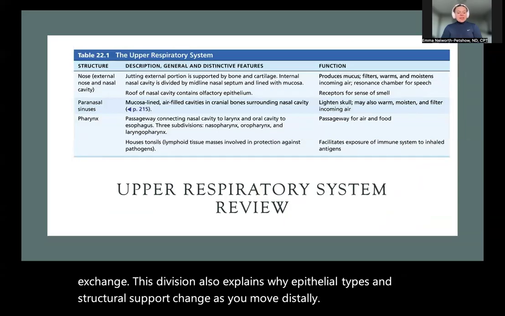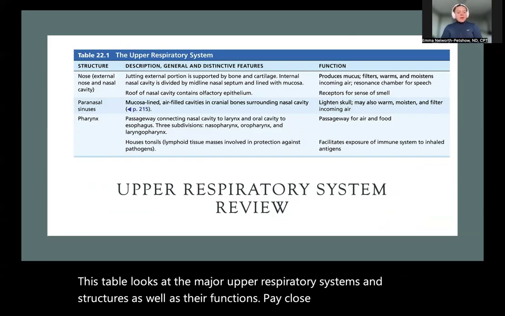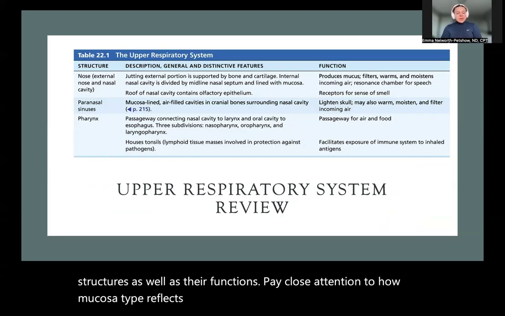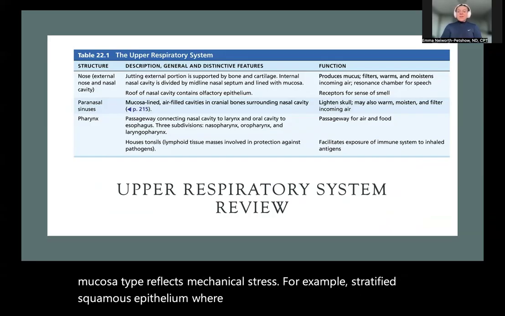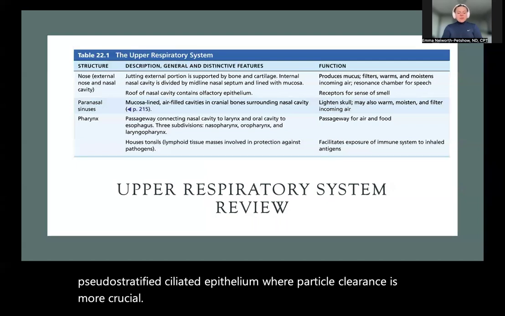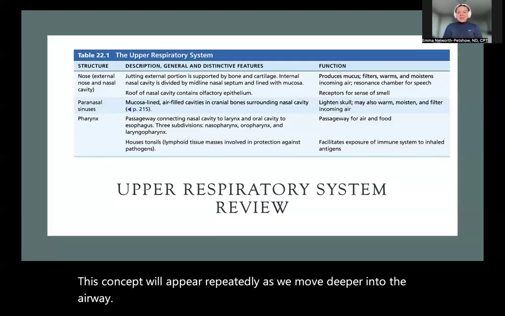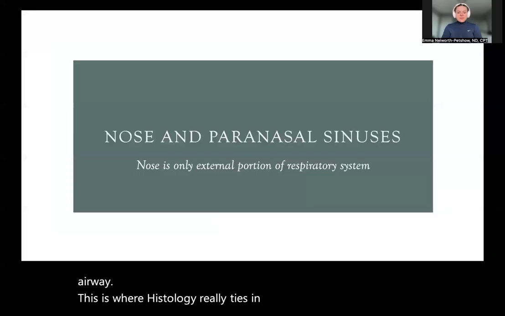This table looks at the major upper respiratory system structures as well as their functions. Pay close attention to how mucosa type reflects mechanical stress. For example, stratified squamous epithelium, where abrasion risk is higher, versus pseudostratified ciliated epithelium, where particle clearance is more crucial. This concept will reappear repeatedly as we move deeper into the airway. This is where histology really ties in with physiology.